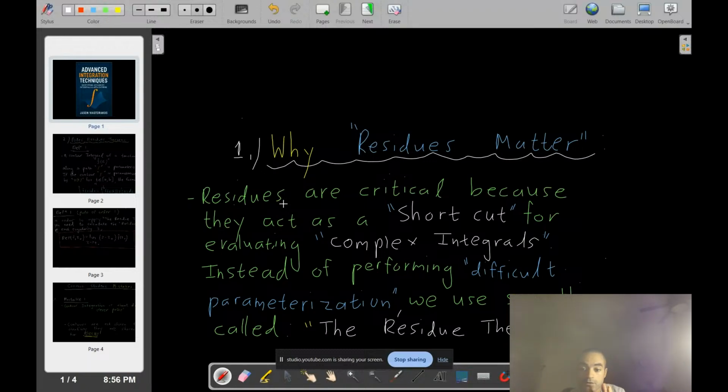So, a shortcut for evaluating complex integrals. Instead of performing difficult parameterizations, contour integration does involve parameterizations, but not quite the same parameterizations that you may be thinking.